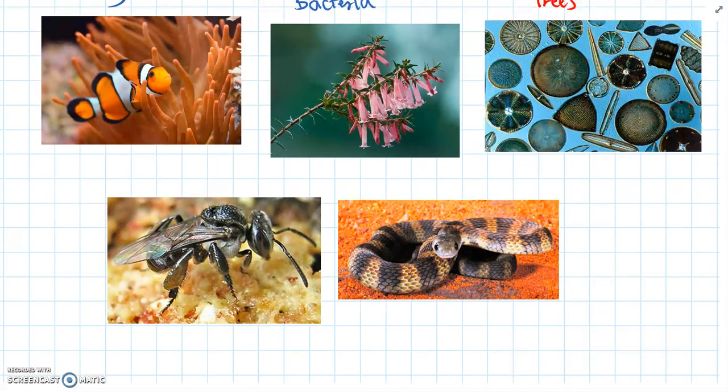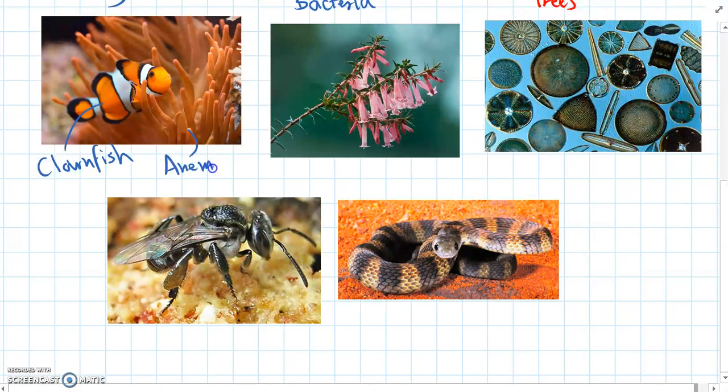Here we're in a coral reef and we can see a clownfish, which are really special because they have evolved the ability to live inside anemones, which normally will sting fish, but clownfish are immune to the stinging, so they have a special relationship where they can survive. We also have this plant here, the common heath, which is actually the floral emblem of Victoria, the state in Australia.